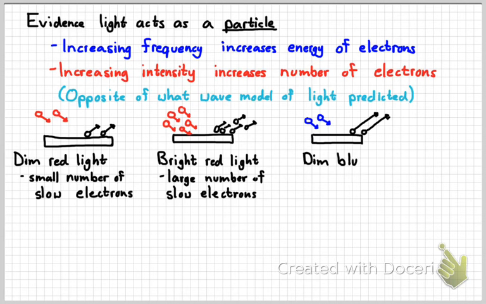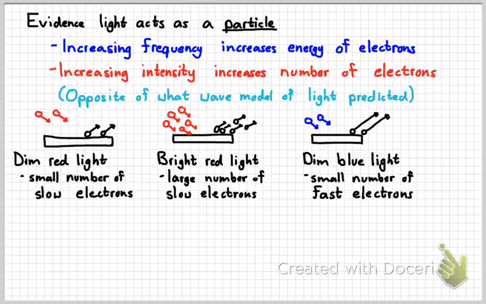Relatively slow because red light is low energy. If I make it blue light, now the electrons are going to have more energy. Notice that they're going faster. And it'll still be dim blue light, so I'll still get a small number of electrons. So changing the frequency changes the energy of the electrons. Changing the intensity increases the number of electrons. Those are both important facts to remember because they show light acts like a particle rather than a wave.